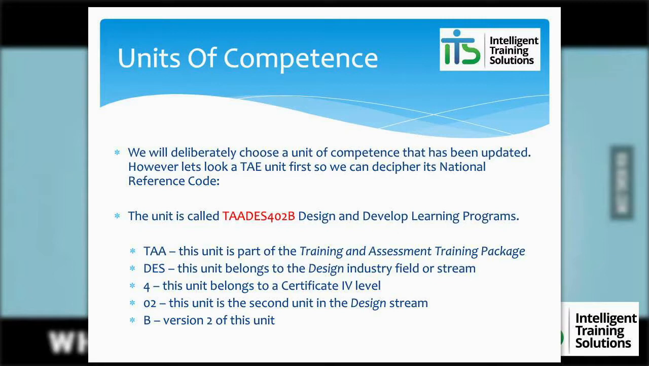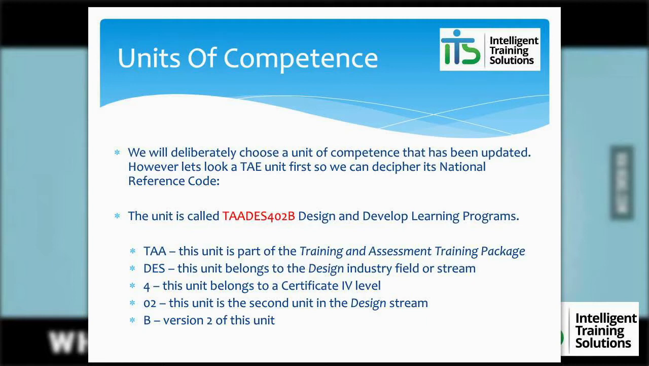So, like I said, TAA tells us it's from the training and assessment training package. DES tells us it's a part of the design cluster. 4 tells us it's a level 4 unit. The 02 tells us that it's the second unit in the design stream. So you might have TAEDES401B, TAEDES403 or B or C, or whatever the case may be. There will be a number of units within the design cluster, and this will be 401, 402, 403, 404, whatever the case may be. And it's just telling you which unit is within the stream.